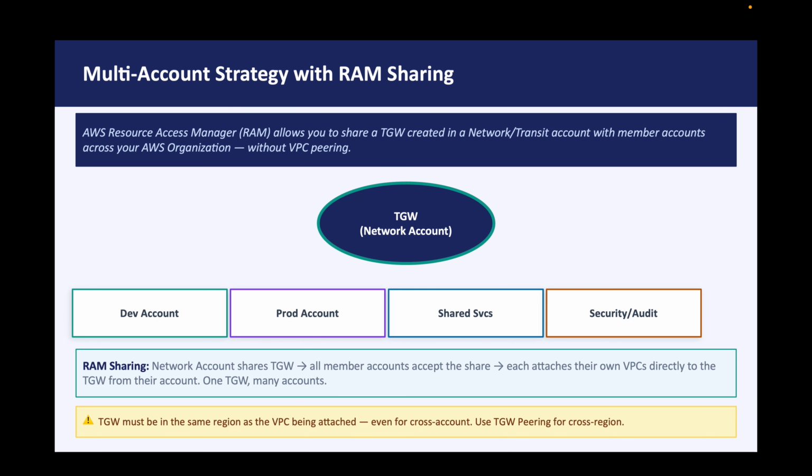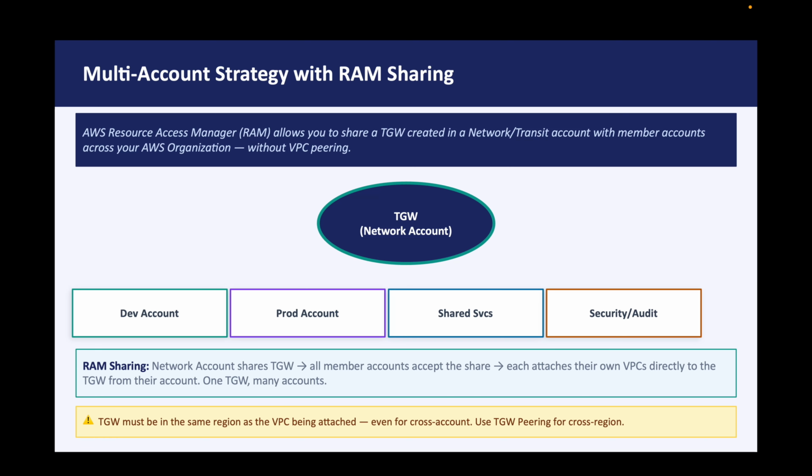Okay, next is multi-account strategy with RAM sharing. RAM is Resource Access Manager. I have given the definition. AWS Resource Access Manager allows you to share a transit gateway created in a network or transit account with member accounts across your AWS organization without VPC peering. Like in the enterprise pattern, one transit gateway shared across your whole AWS organization.